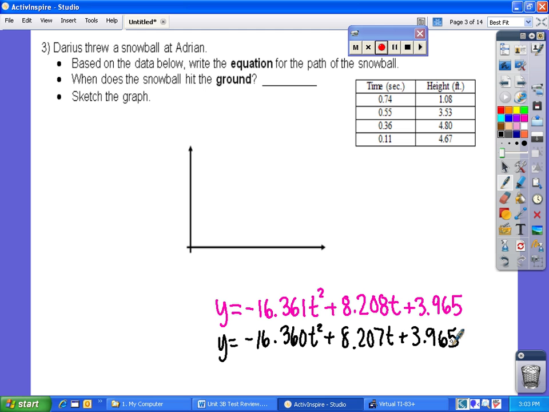Alright, so all of my answers are going to be based on this one. So if your answers are a little off, that's because you used this one. Alright, so here's the equation. This was the first bullet. So that's that answer. So now let's find our important information. The first thing I need to find is the vertex.